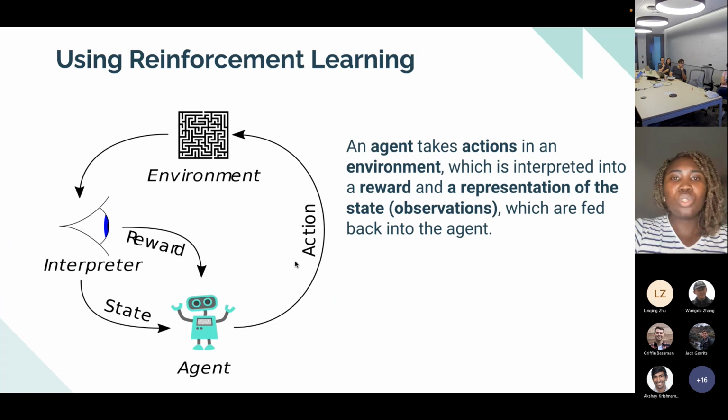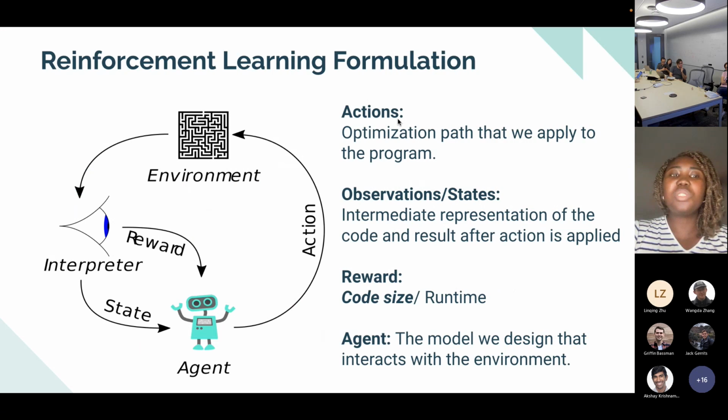This brings us to our approach, where we formulate this problem as a reinforcement learning problem. In a typical reinforcement learning scenario, an agent takes actions in an environment, which is then interpreted into a reward and a representation of the state, and that is fed back into the agent. The agent learns through experience, exploring different actions and recording rewards and observations. So in order to formulate this method, we need an environment, an action, a reward, and state observations.